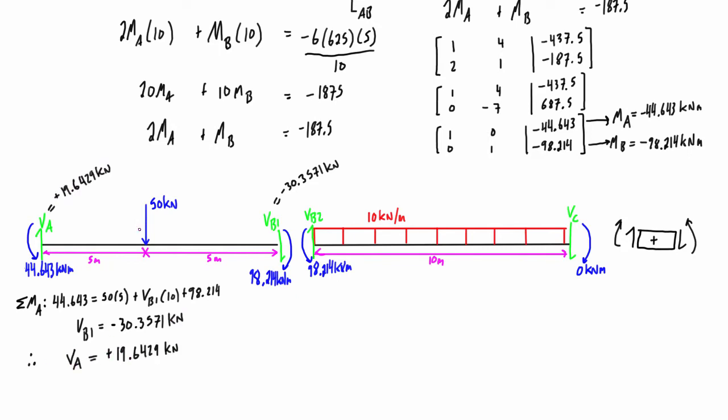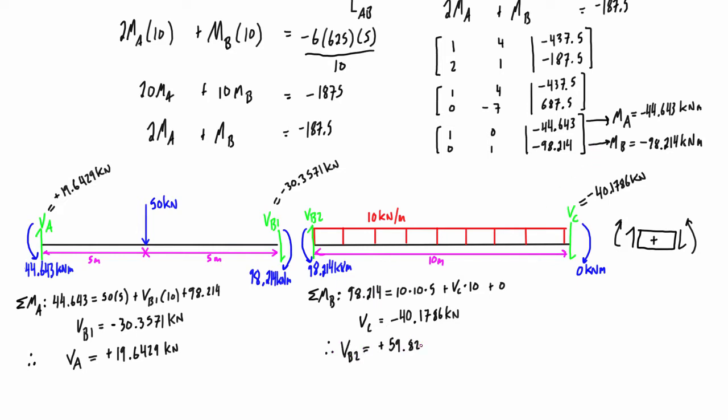19.6429. Alright, so now if we do the exact same thing for this other span here, we do the sum of moments about B, and we're going to find that VC is equal to negative 40.1786. So it's actually oriented upwards and it's actually negative on the shear force diagram. So if this distributed load is giving us 100 kilonewtons going down, and then this is 40.1786 going up, then the sum of forces in the y direction means that VB2 has to be equal to positive 59.8214.